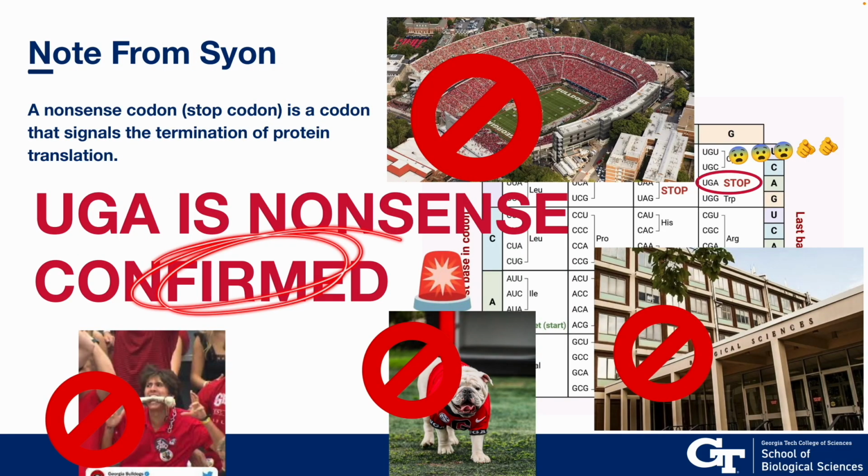And here's a little note from me about that place a little north of here, which is when stop codons were first discovered, they were called nonsense codons. Think nonsense mutations. And if you look here, one of those stop codons just happens to be UGA. So scientifically, UGA is nonsense, and they can stop barking at us. For the love of God.